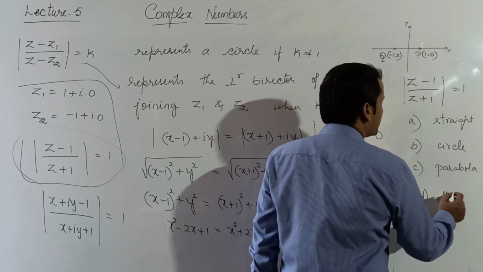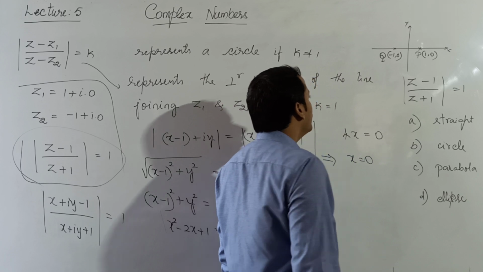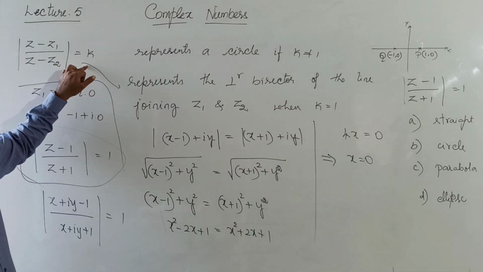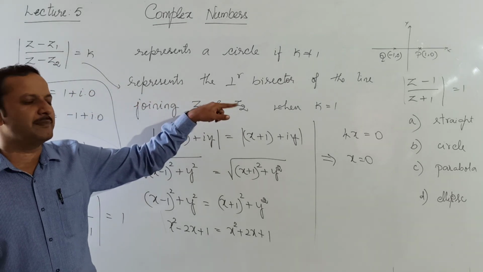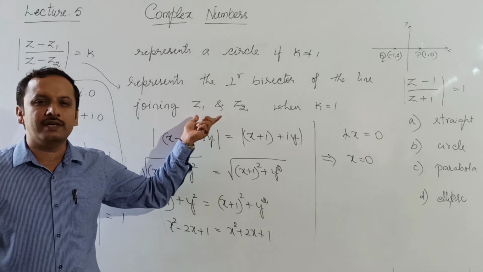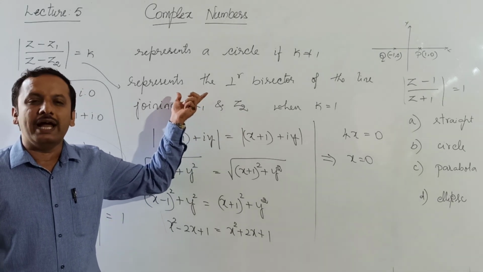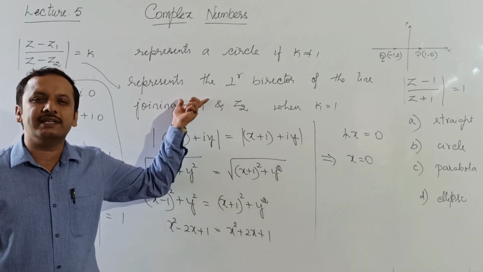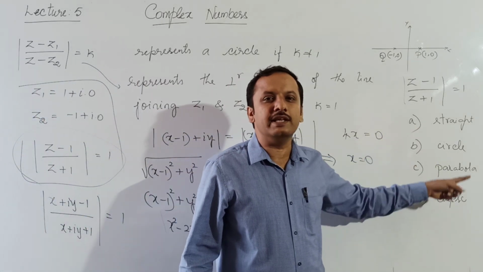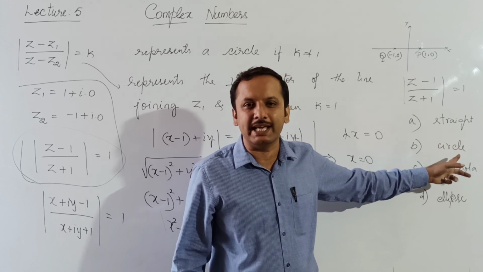So if these options are there, then you know that mod (z - z1)/(z - z2) = k, when k is equal to 1, represents the perpendicular bisector of the line joining z1 and z2. And we also know the perpendicular bisector is nothing but a straight line. So if such options are there, then your answer must be a straight line.